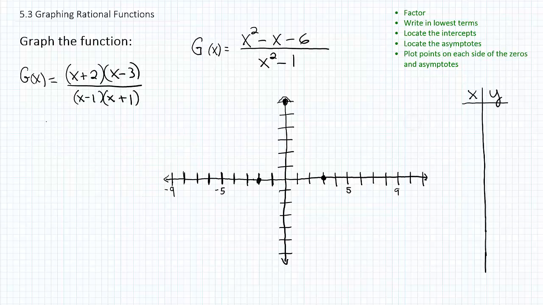Since we have our y-intercept there, let's extend this axis a little bit further. So we'll give another couple points here just so we have a few more places on the graph. Okay. Then from there, let's go ahead and locate the asymptotes.